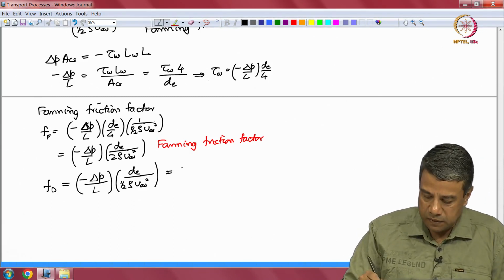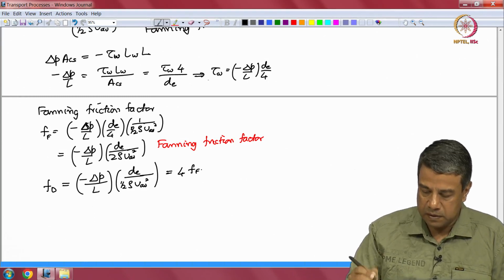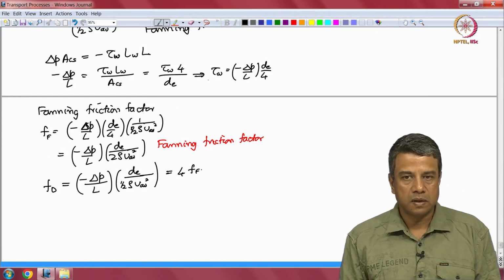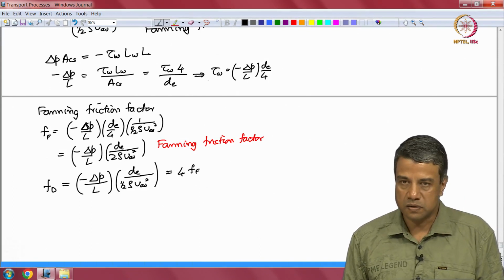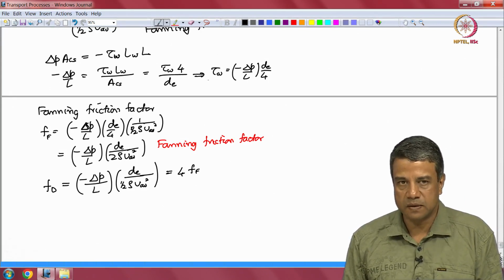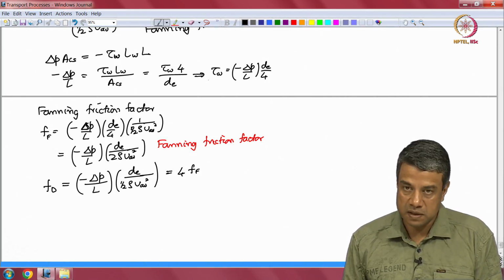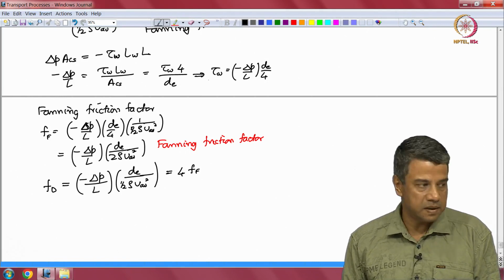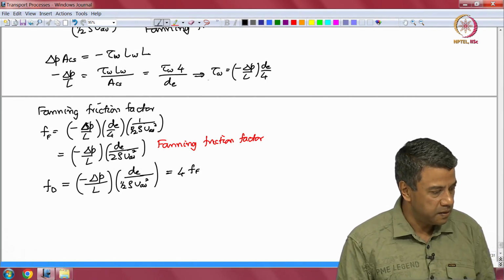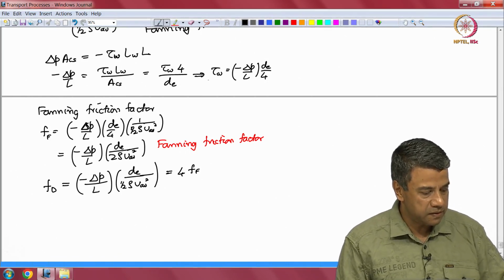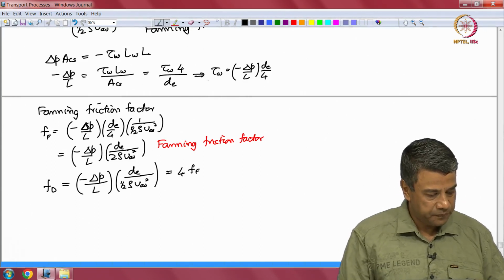So, this is equal to 4 times the fanning friction factor. Just to make you aware, in this course we will be dealing exclusively with the fanning friction factor and not with the Darcy friction factor. In the fanning friction factor, the wall shear stress is non-dimensionalized by the kinetic energy density.